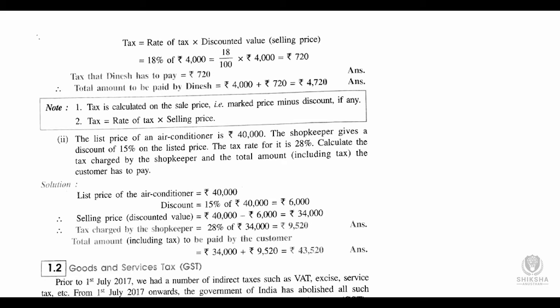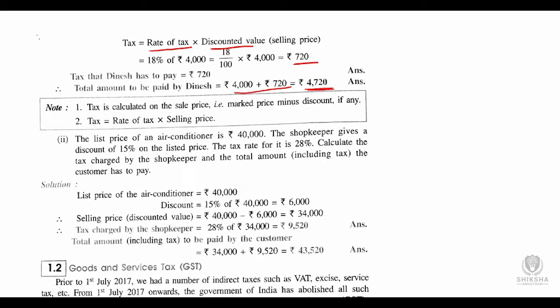Now, the rate of tax. What is tax? Tax is the rate of tax, 18%, into the discounted value or the selling price. Now that comes at 720. So the total amount Dinesh needs to pay is 4,000 plus 720, that is 4,720.